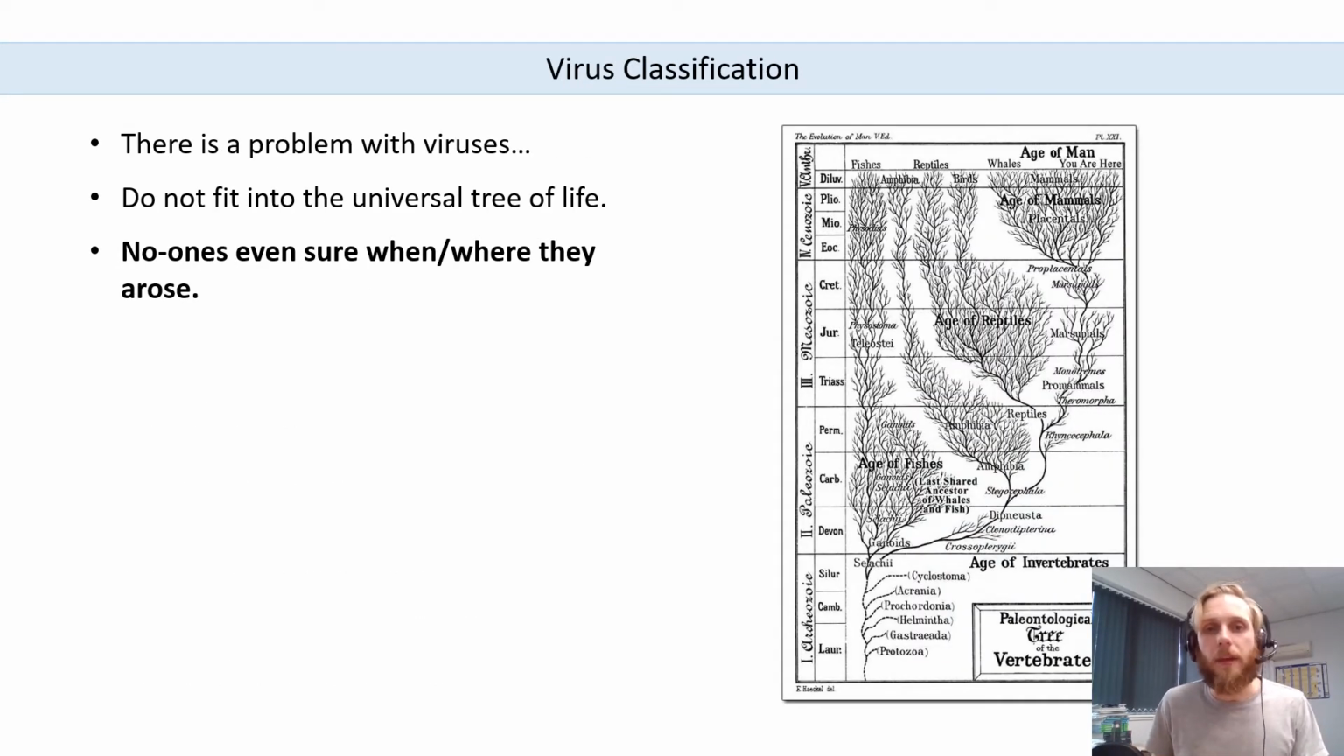Okay, and here's the problem. Viruses don't fit on the tree of life, so everything I just said doesn't actually apply to viruses. It's a difficult one, a very difficult one. All organisms are descended from LUCA, as I've said, except viruses. Viruses aren't descended from LUCA. We don't know where they're descended from. That's a problem because we can't classify viruses phylogenetically. We can't fit them on the tree of life because they're not descended from LUCA. They're not part of any of the 3 domains of life.